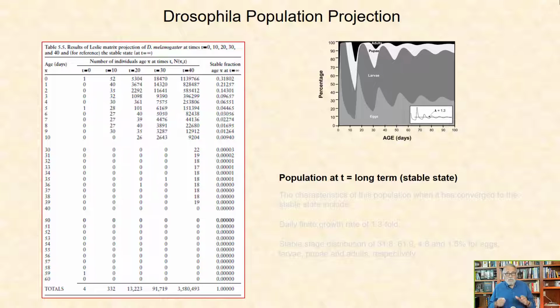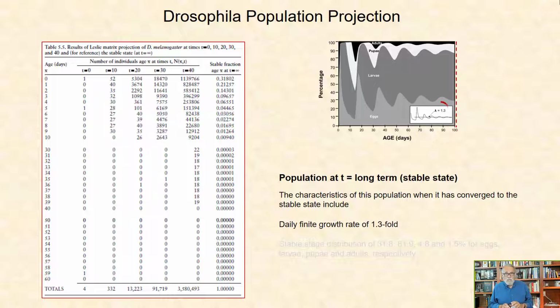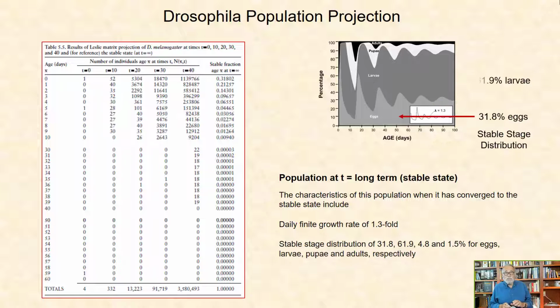So the population in a long term, that is a stable state. The characteristics of this population when it has converged to the stable state include a daily finite growth rate of 1.3-fold and a stable stage distribution of 32, 62, 5, and 1.5% eggs, larvae, pupae, and adults, respectively.